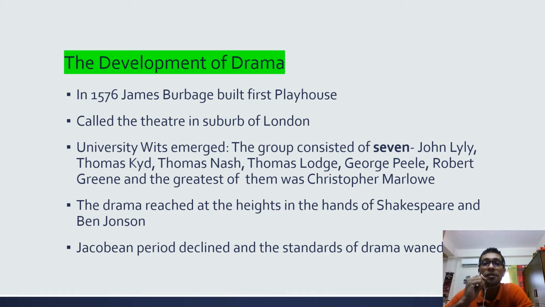The University Wits emerged. The group consisted of seven: John Lyly, Thomas Kyd, Thomas Nashe, Thomas Lodge, George Peele, Robert Greene, and the greatest of them was Christopher Marlowe. He was the champion of the University Wits. The drama reached its heights in the hands of Shakespeare and Ben Jonson. The Jacobean period declined, and the standards of drama also went down on the verge of the completion of this age. Drama started to wane.